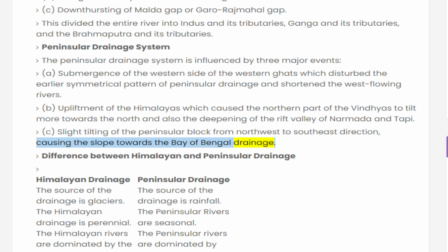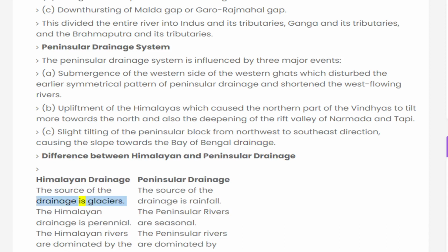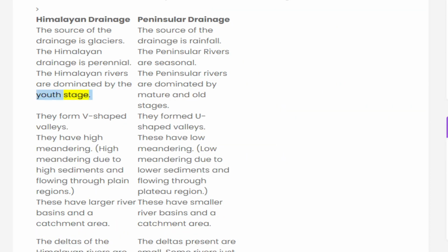Difference between Himalayan and peninsular drainage. Himalayan drainage: the source of the drainage is glaciers. Peninsular drainage: the source of the drainage is rainfall. The Himalayan drainage is perennial. The peninsular rivers are seasonal. The Himalayan rivers are dominated by the youth stage. The peninsular rivers are dominated by mature and old stages.